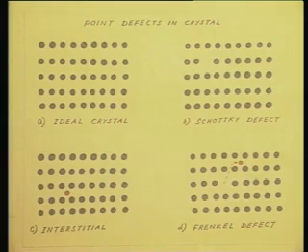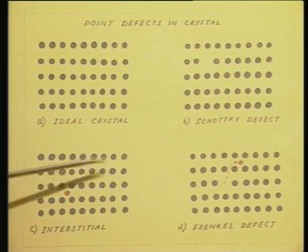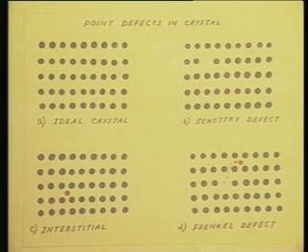Schematically, it can be expressed like this. I have this regular array of atoms with space in between, and you can see this red ball coming and sitting in one of the spaces here. This is the interstitial space, and this atom is called an interstitial atom, which is a defect.